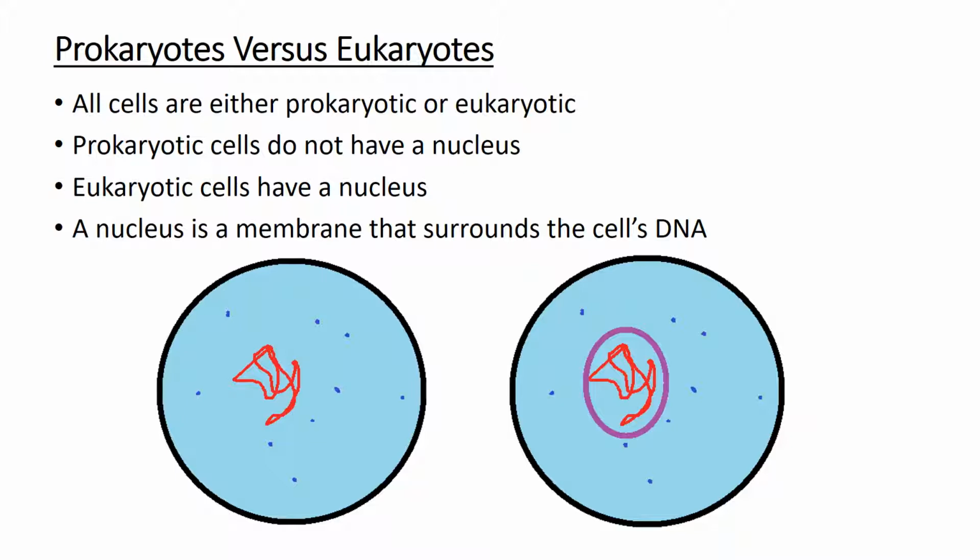All cells are either prokaryotic or eukaryotic. Prokaryotic cells do not have a nucleus, whereas eukaryotic cells do have a nucleus. And all a nucleus is, is a membrane that surrounds the cell's DNA. So if you look at these two images, they're identical except for the purple oval in the image on the right. That represents the nucleus. You see how it's surrounding the DNA.